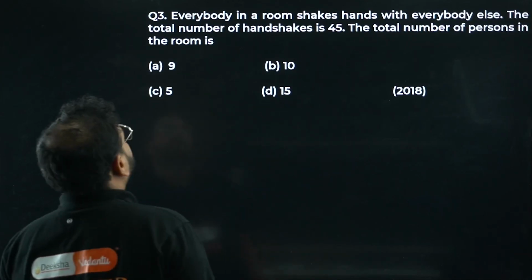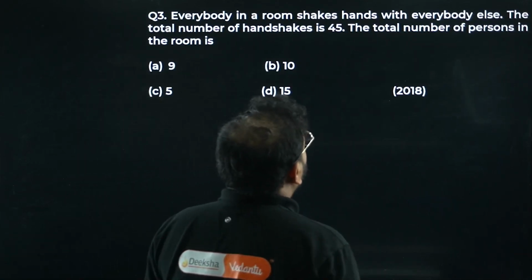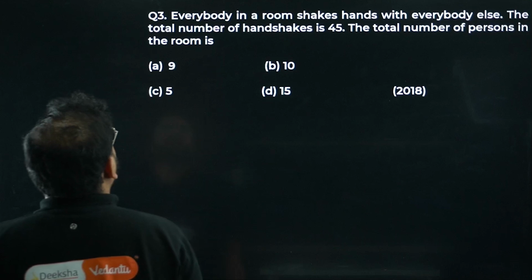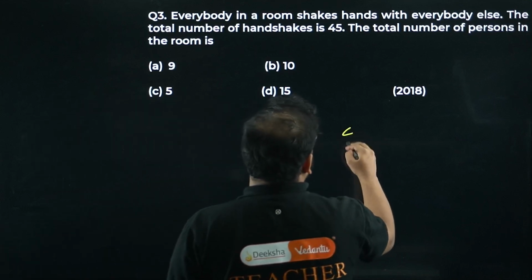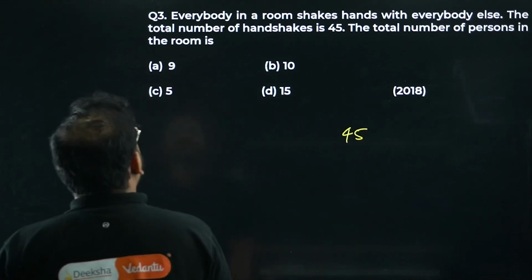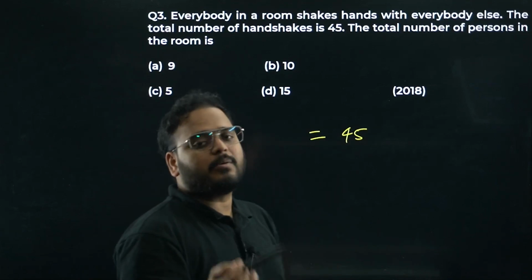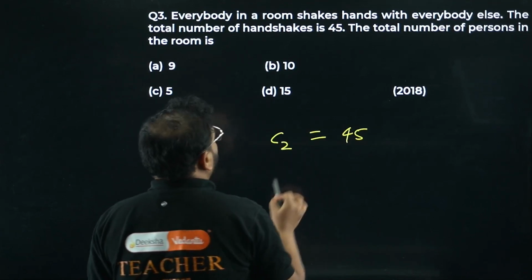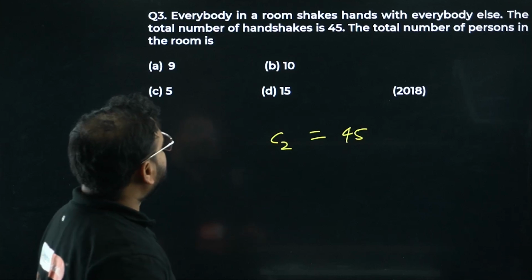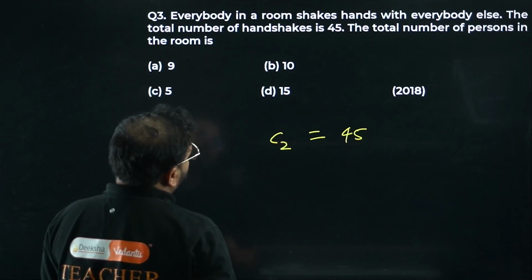Question number 3. Everybody in a room shakes hands with everybody else. Total number of handshakes is 45. Find the total number of persons in the room. To make one handshake, how many people do you need? 2. Great.